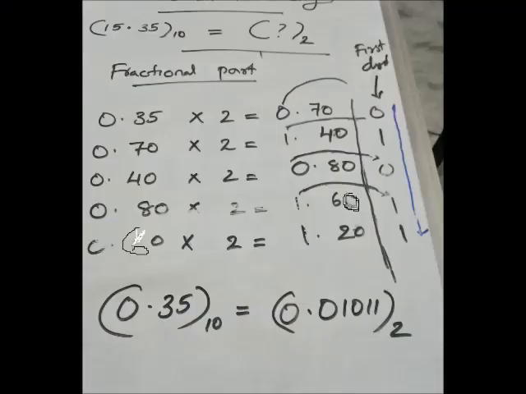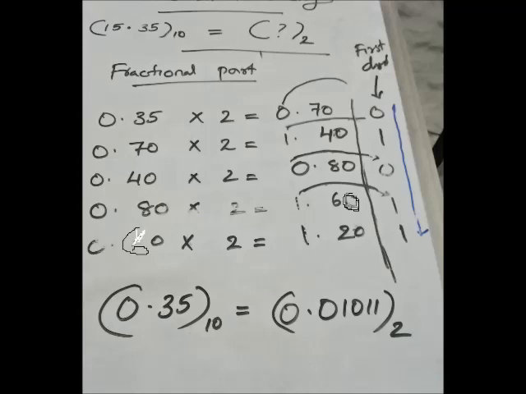Okay, now we take the fractional part. The fractional part is 0.35. In the fractional part, we follow the continuous multiplication. 0.35 into 2 gives 0.70, right? So we have to separate the integral part. 0.70, the integral part is 0. Again continue the multiplication with the fractional part. 0.70 into 2 is 1.40. Again we separate the integral part. 1 is the integral part there.